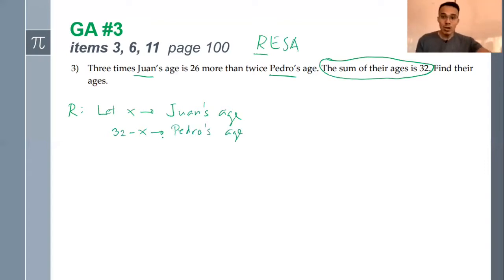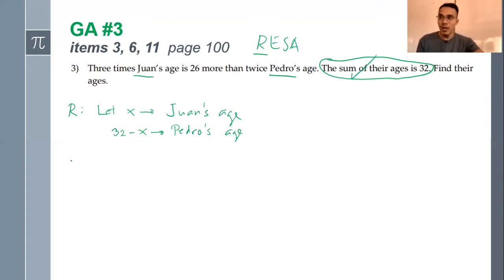If you are in doubt of your representation, then try to check. Try to get their sum. You add X plus 32 minus X. Is the result 32? If yes, then your representation is correct. Okay? So we're done with this statement.